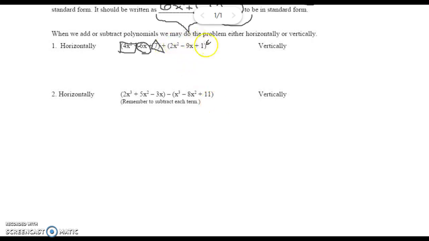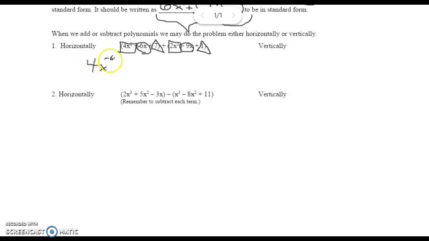Over here, I'll look to see if I have matching parts. 2x squared. I have an x squared over here. I put a box around that. I'll put a box around this one. Negative 9x. Hey, I have an x term over here. I'll put a circle around this one. And then 1, I have a one that has no x's over there. So I'll put a triangle around this. And then I combine those like terms together.